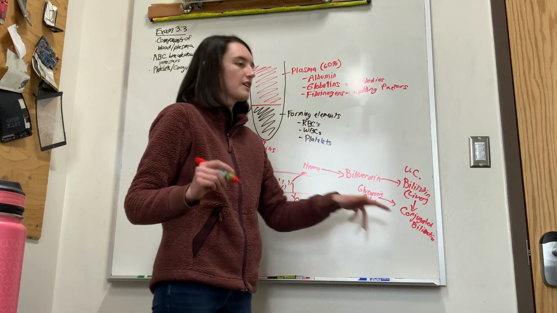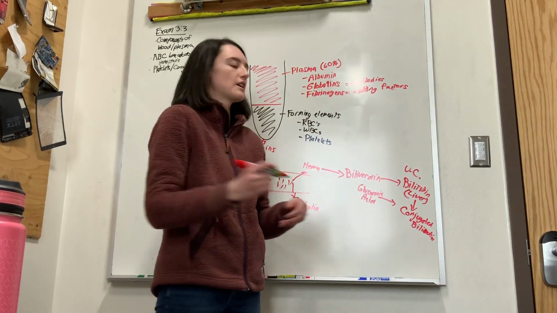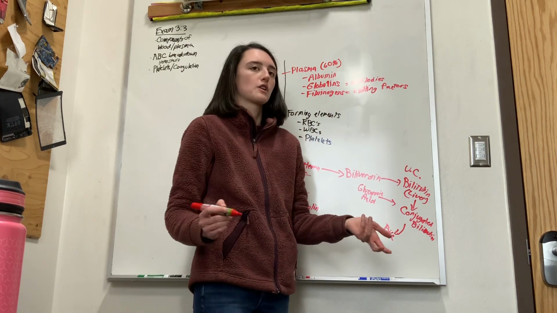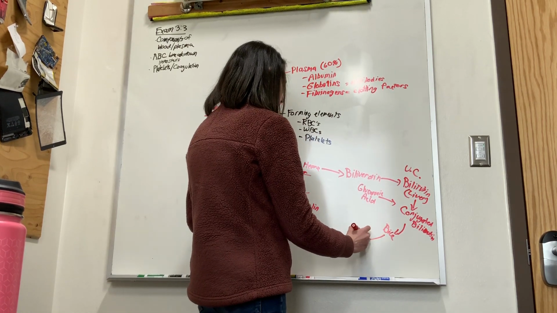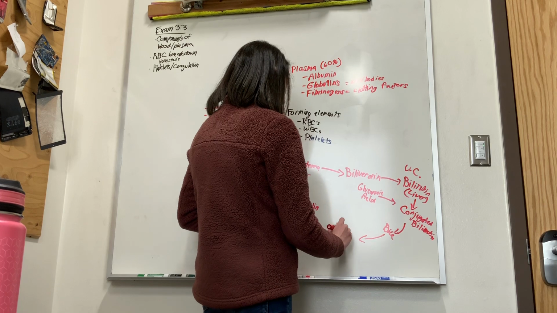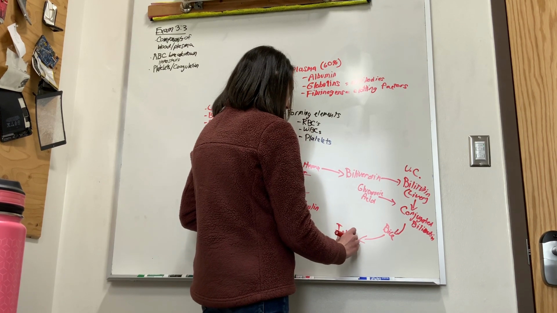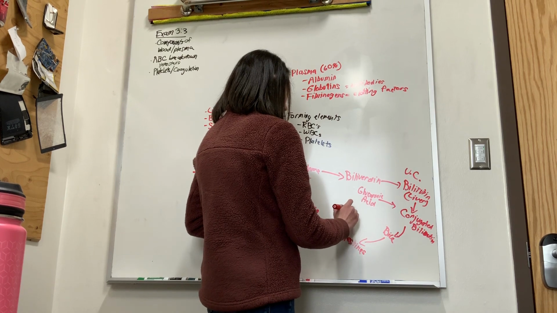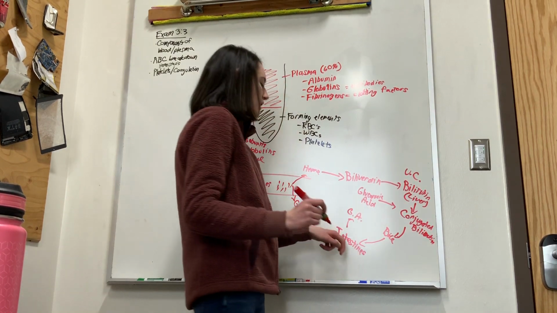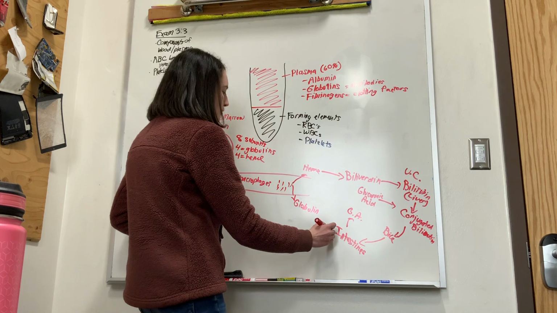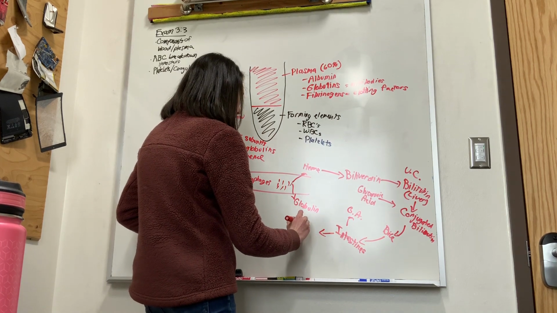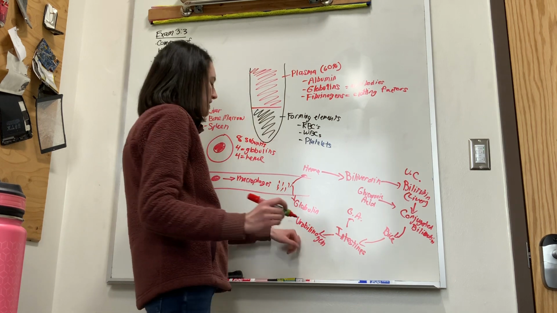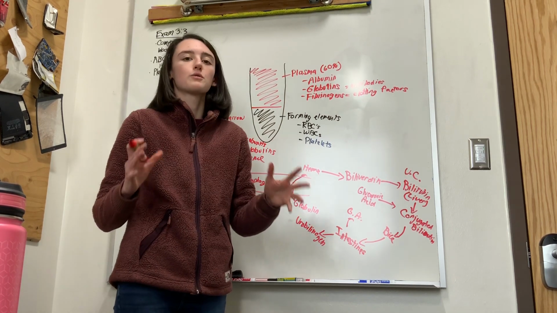Once it gets conjugated in the liver, it is going to be secreted into our bile, which is what the liver produces. And then that is going to get secreted into our intestines, and that is where we lose our glucuronic acid. Once that happens, it's going to form something called urobilinogen.